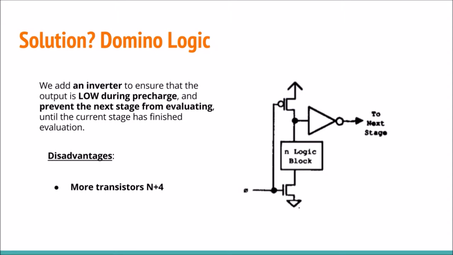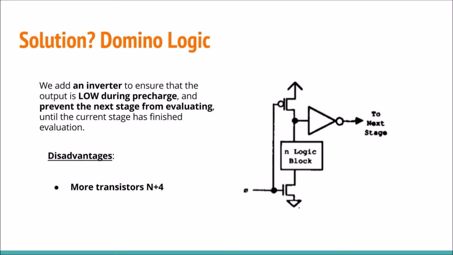The solution for cascading dynamic gates is to use CMOS domino logic. After each stage of the circuit, we add an inverter to ensure that the output is low during pre-charge and prevent the next stage from evaluating until the current stage has finished evaluation. Pre-charge makes at most one high to low transition, while evaluation makes at most one low to high transition for each evaluation. Consider now the operation of a chain of domino gates.